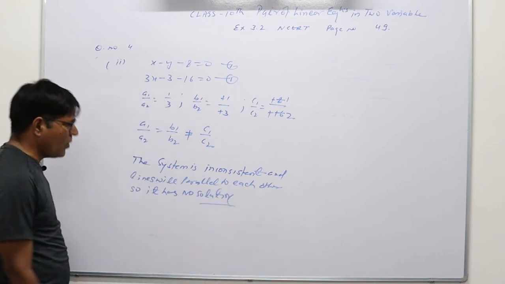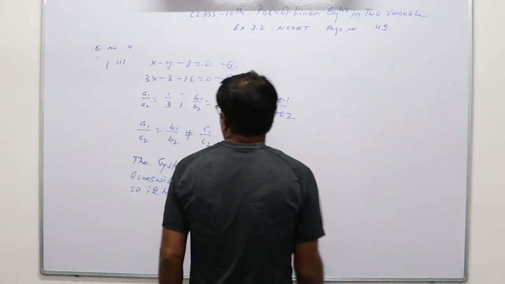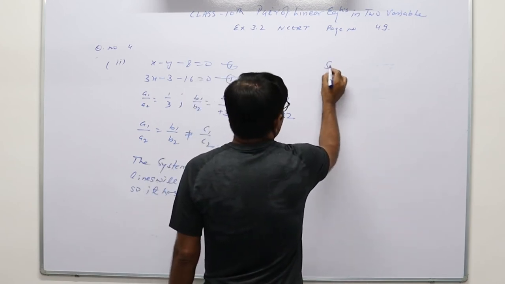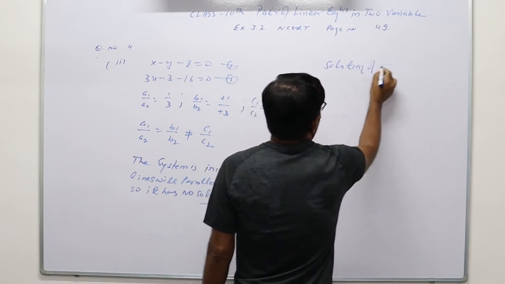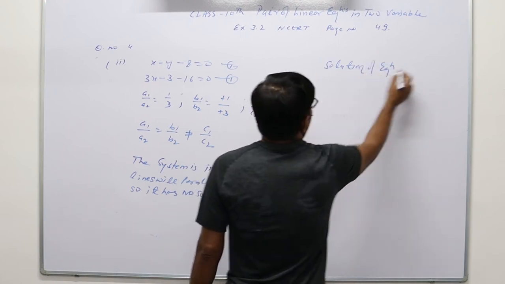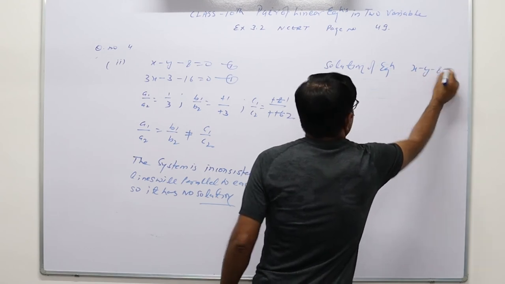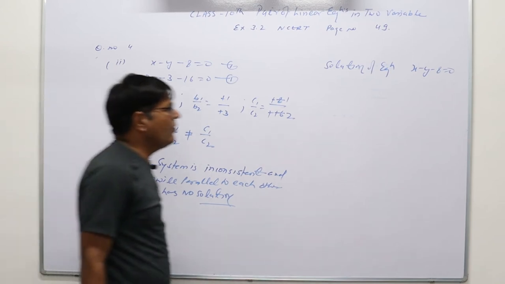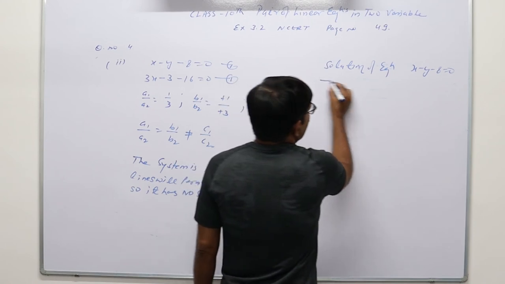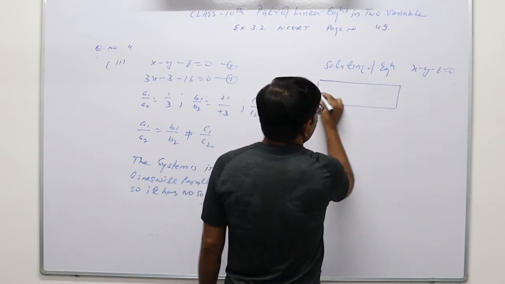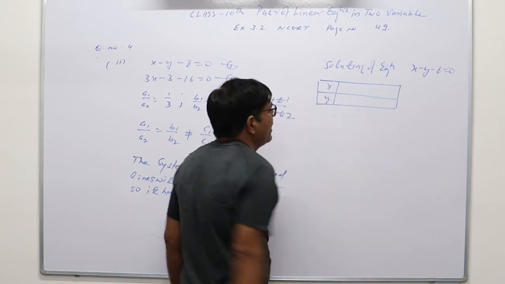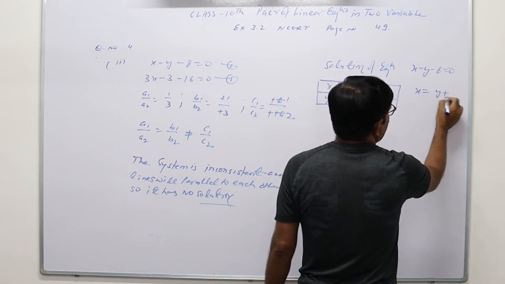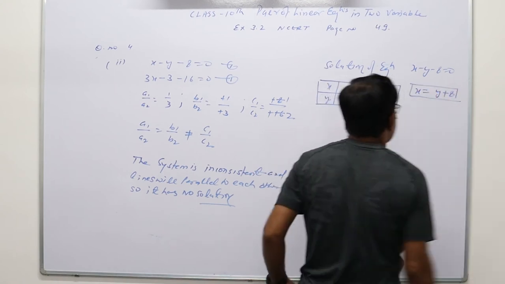Now graphically how will we solve this? For drawing the graph, solve the first equation, x minus y minus 8 is equal to 0. How will we draw the graph of this equation? We have to take at least three solution sets. So make a table of x and y, and express x in terms of y and constant. So x will be equal to y plus 8.